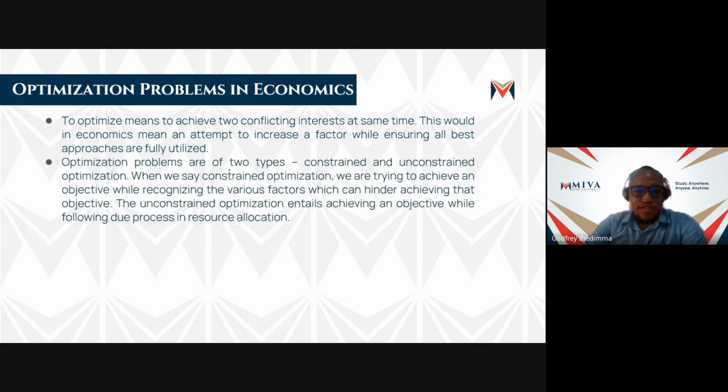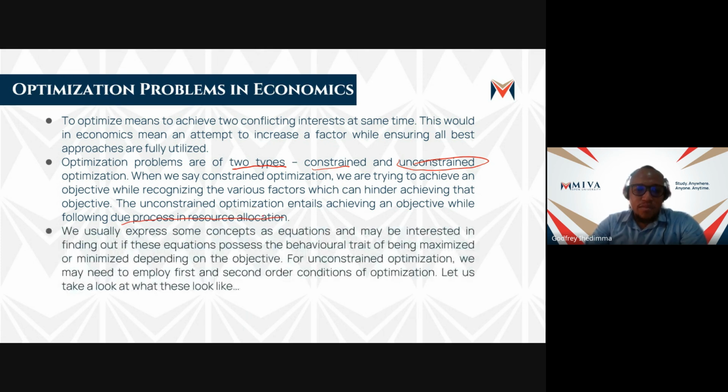Now, optimization problems are of two types. We shall be discussing the constrained optimization and the unconstrained optimization. Now, when we say constrained optimization, we are trying to achieve an objective while recognizing the various factors which can hinder achieving the objective. Then, for the unconstrained optimization, this entails achieving an objective while following due process in resource allocation. Now, we usually express some concepts as equations and may be interested in finding out if these equations possess the behavioral traits of being maximized or minimized, depending on the objective.